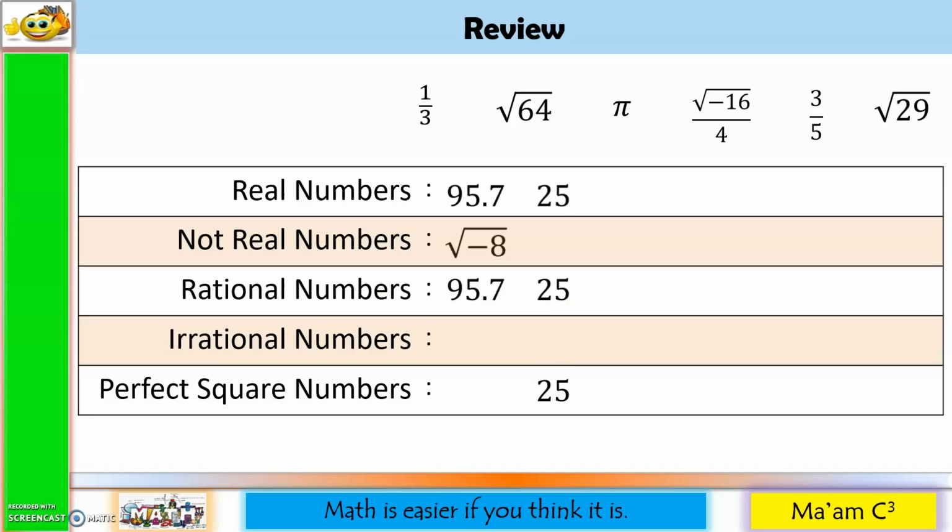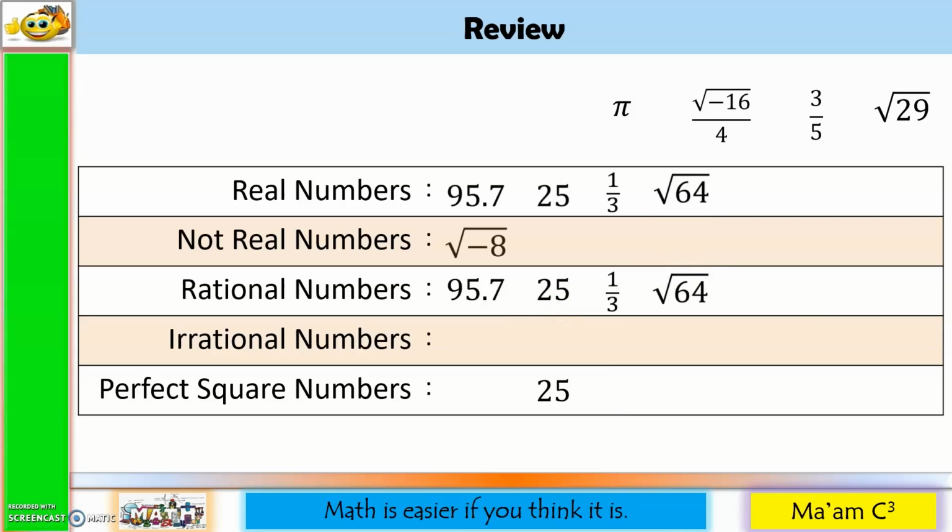Next, let's have 1/3. 1/3 is a real number. And also, it is a rational number. A polynomial over a polynomial. And when you divide 1 by 3, it is a non-terminating, repeating decimal of 3. That is another definition of rational numbers. Non-terminating, repeating decimals. Next is the square root of 64. It is a real number. And the square root of 64 is equivalent to 8. Therefore, it is also a rational number, just like 25.